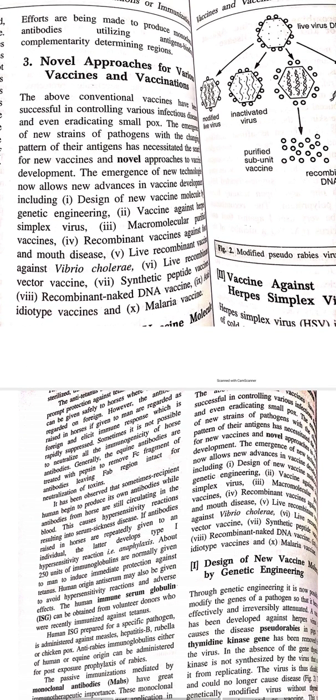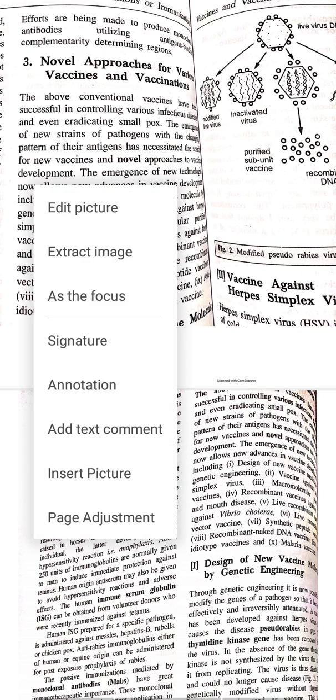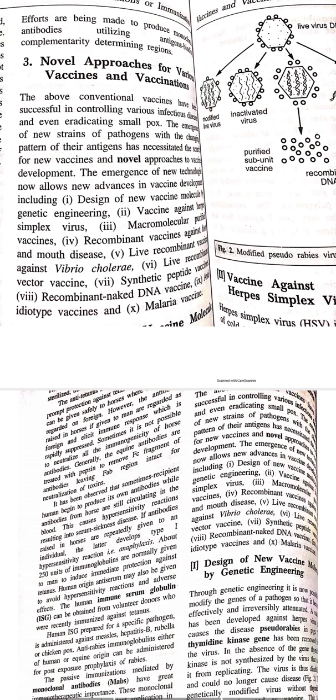Design of new vaccine molecules by genetic engineering. Through genetic engineering, it is possible to modify the genes of a pathogen so it becomes effectively and irreversibly attenuated. A vaccine has been developed against the herpes virus that causes the disease pseudorabies in pigs. The thymidine kinase gene has been removed from the virus. In the absence of the thymidine kinase gene, the enzyme is not synthesized by the virus, which stops it from replicating.